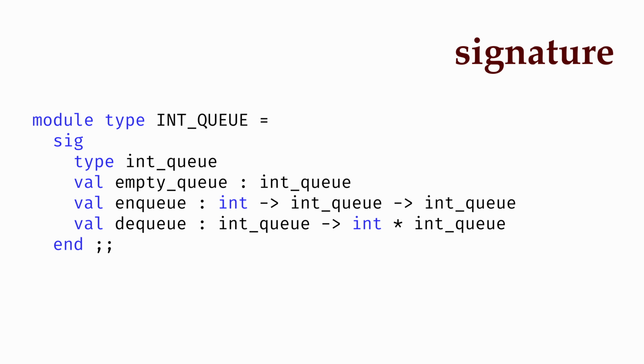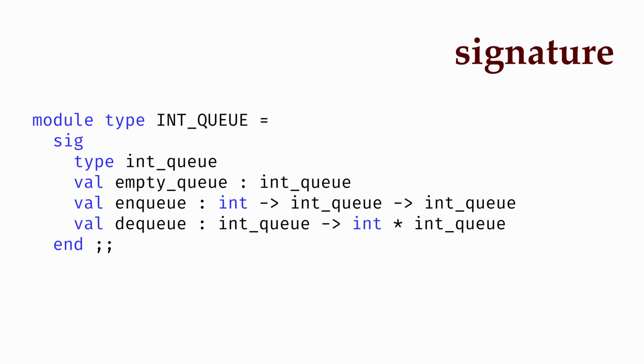For any module that's constrained by the signature, users of the module will only have access to what's provided by the signature. They'll have access to a type int q, but notice that the concrete implementation of int q isn't in the signature. Nowhere in the signature does it say that int q is implemented as an int list. So users of the module won't be able to treat int q like a list. They'll only be able to use the operations that are provided by the signature itself.